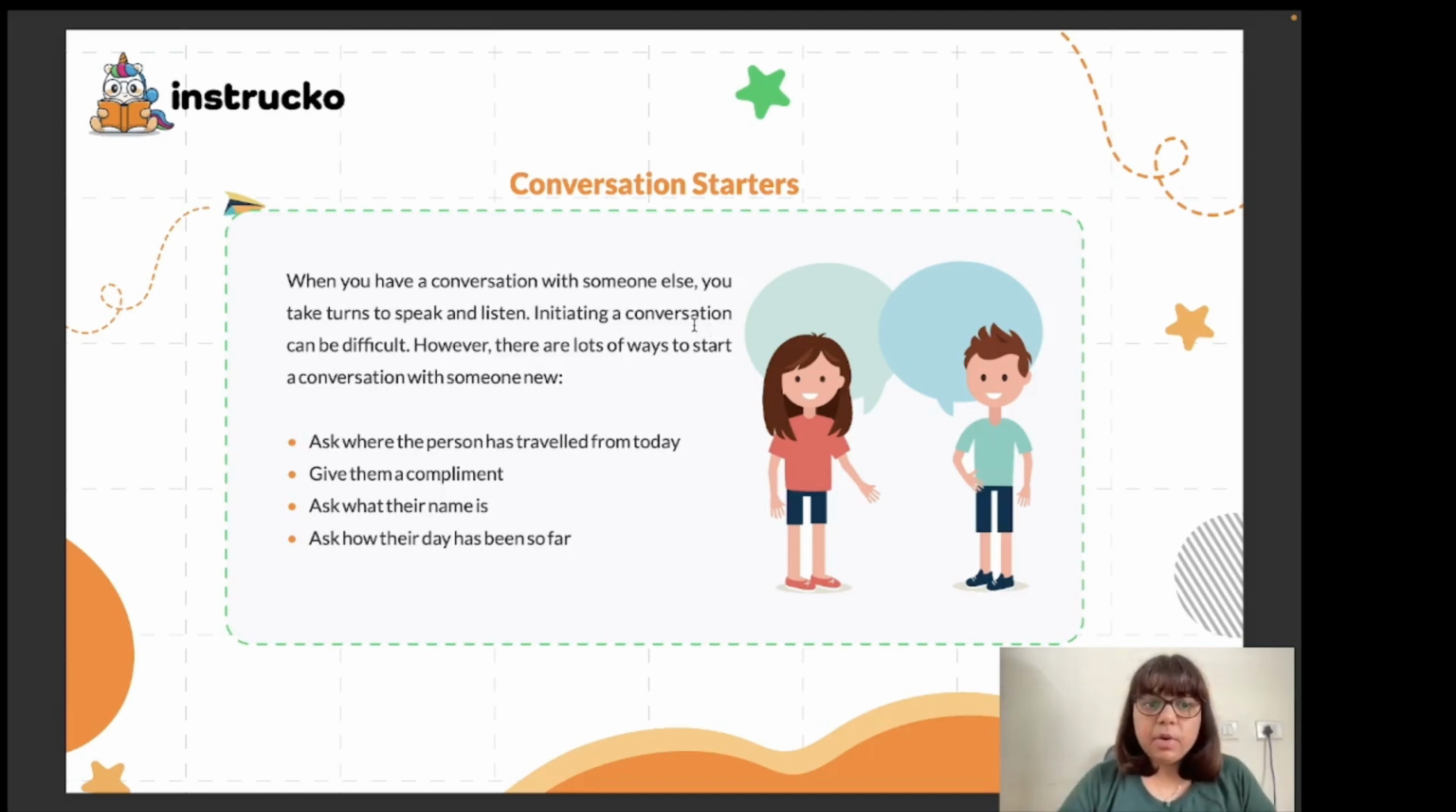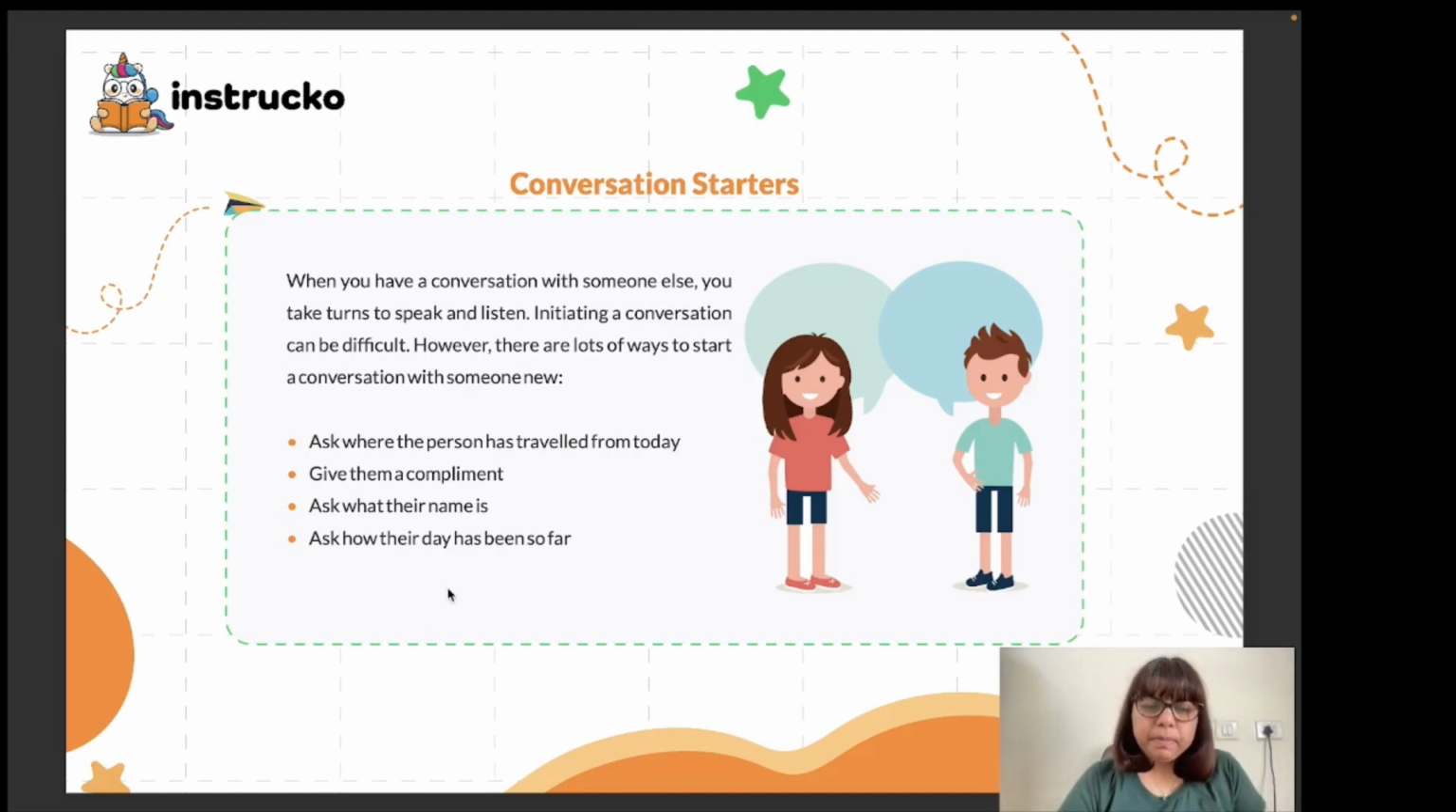Initiating, meaning starting a conversation, can be difficult sometimes. However, there are lots of ways to start a conversation with someone new. Okay? You can ask them where the person has traveled from today. You can give them a compliment. You can ask what their name is. You can ask how their day has been, and so many things. Okay?